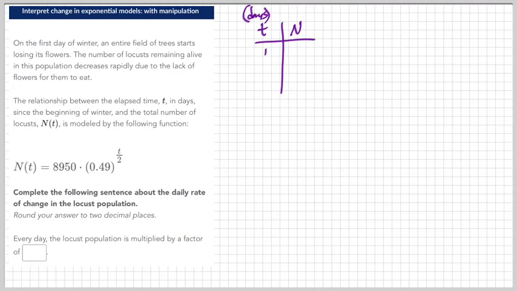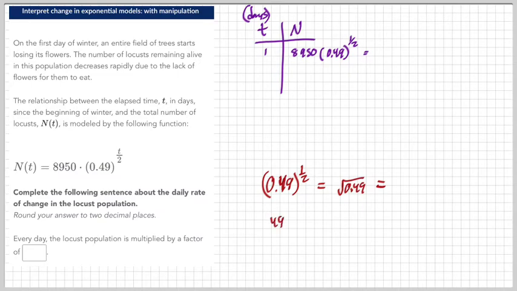So let's look at day 1. Day 1, what happens? We take 8,950 and we multiply it by 0.49 raised to the 1/2 power. Now, I'm just going to do one simplification on this one because this is actually really simple. I mean, you guys might not think so, but it is. It's 0.49 raised to the 1/2 power, which is the same as the square root of 0.49, which you guys know to be what? 0.7. Yeah, because you guys know the square root of 49, right? Well, the square root of 49 is 7. But we need it to be 0.49, so it's 0.7, right?